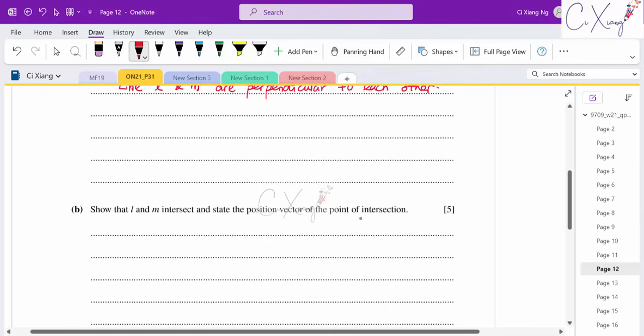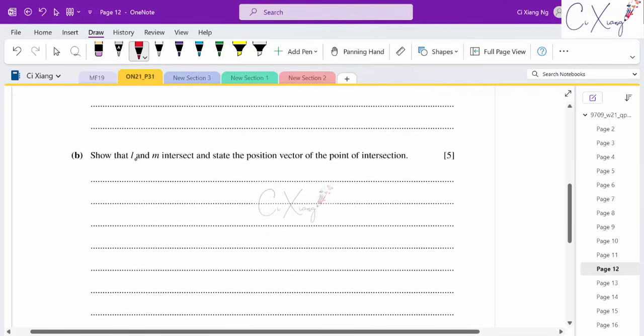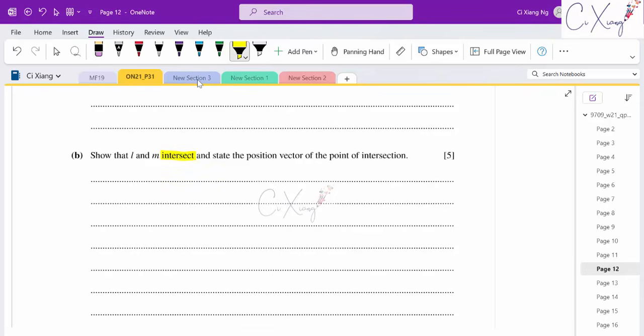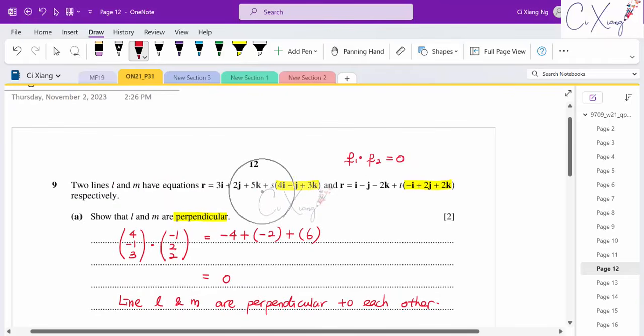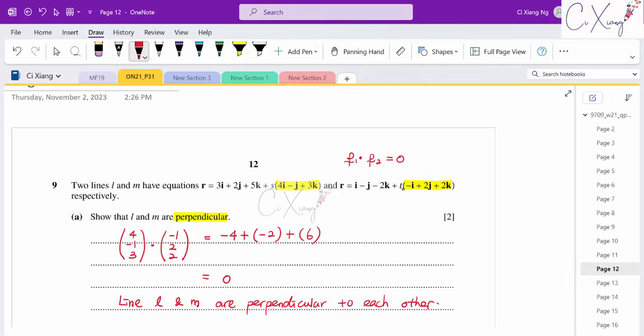Then let's continue to part number B. They want us to show that L and M intersect, and they want us to state the position vector of the point of intersection. All right, so to find the intersection point or to prove that the lines L and M intersect with each other, basically you need to solve the vector equations simultaneously, which means that I will write the vector equation of L in vector form and also the vector equation of M in vector form.